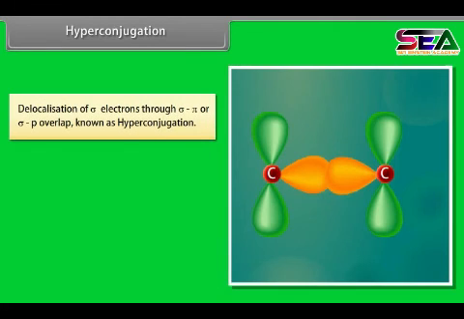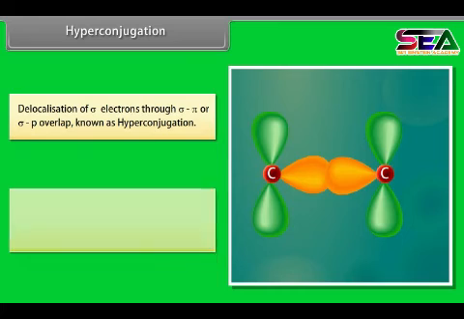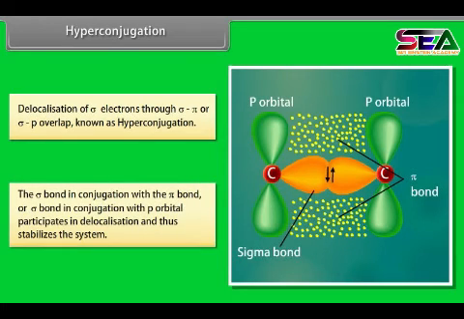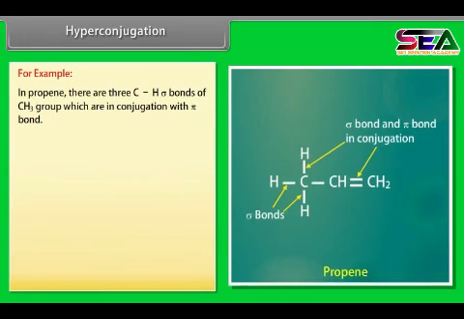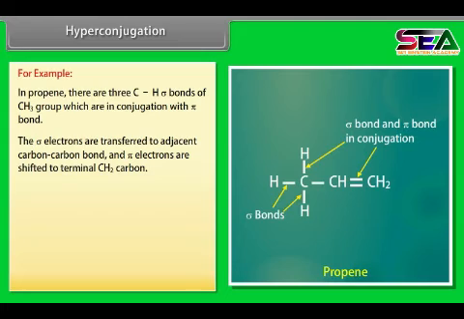Hyperconjugation. Delocalization of sigma electrons through sigma-pi or sigma-p overlap is known as hyperconjugation. The sigma bond in conjugation with the pi bond, or sigma bond in conjugation with the p orbital, participates in delocalization and thus stabilizes the system. For example, in propene, there are three C-H sigma bonds of the CH3 group which are in conjugation with the pi bond. The sigma electrons are transferred to the adjacent carbon-carbon bond and pi electrons are shifted to the terminal CH2 carbon.